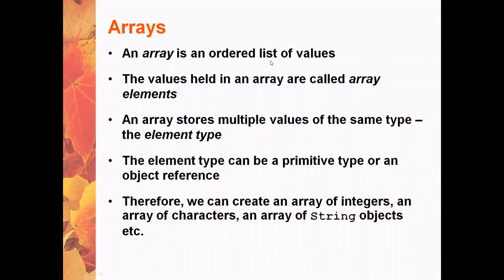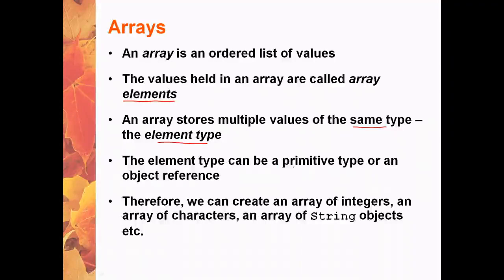As I've said, an array is an ordered list of values. So an array can hold a list of values. The values held in an array are called elements. An array stores multiple values of the same type, the element type. All the values of an array should be of the same type.